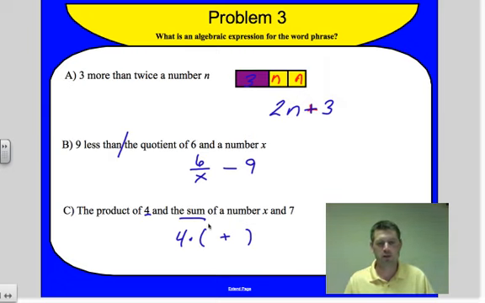So what's the sum? That's the question now, is what's the sum? Well, sum of number x and 7. So just like before, we're going to put the x there, and then we're going to put the 7 there. Okay, x plus 7. There's your quantity, so it's 4 times a quantity. That's the separation there.